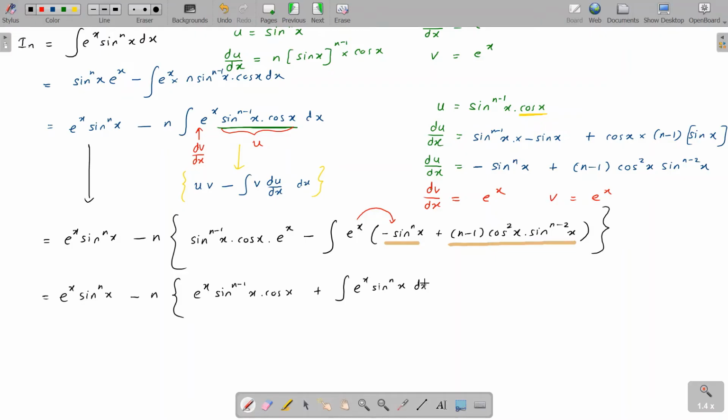Are you with me? And then the next part. You open the e^x with n minus 1 cos square x sine n minus 2 x. There is a plus sign in the middle, along with the minus sign of the integration, so the sign is negative. e^x multiplied with n minus 1 cos square x sine to the power n minus 2 x dx. Are you with me? And there's the large bracket out here.